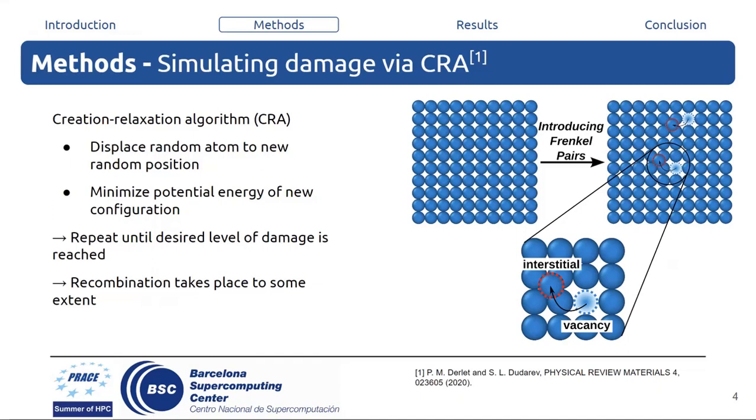Since we are interested in the thermal conductivity of irradiated tungsten, we use an algorithm called the creation relaxation algorithm, CRA for short, to simulate radiation damage inside the metal at relatively low computational cost. In its essence, this method first displaces a random atom in the crystal to a new random position and then minimizes the energy of the new configuration, thus introducing pairs of vacancies and interstitial atoms, also called Frenkel pairs. This procedure is repeated until the desired level of damage is reached, as measured by the amount of displaced atoms.